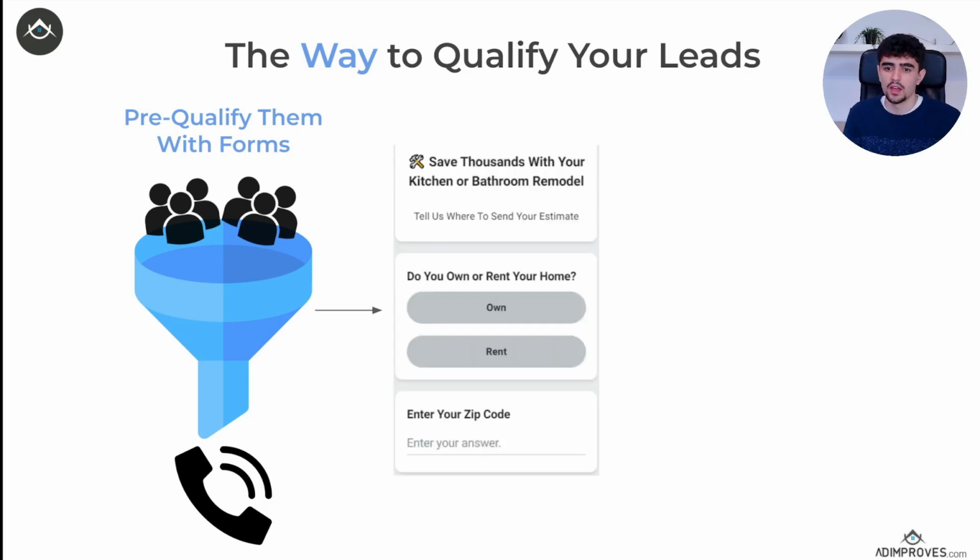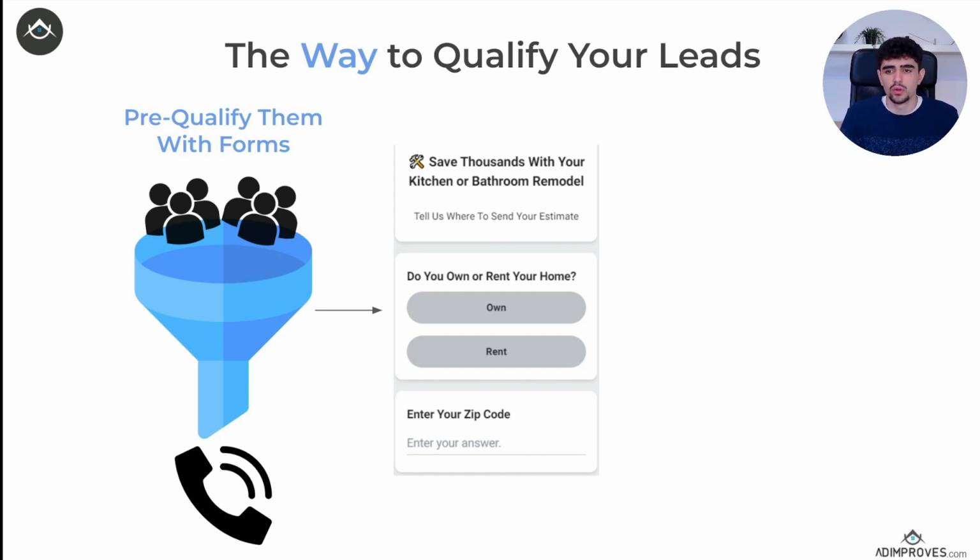In this case, there's an example of a form in which you could say, save thousands with your kitchen or bathroom model. And then you ask these two different, simple questions, but the most important part is that they are not autofill questions, right? They have to actually click on the question.